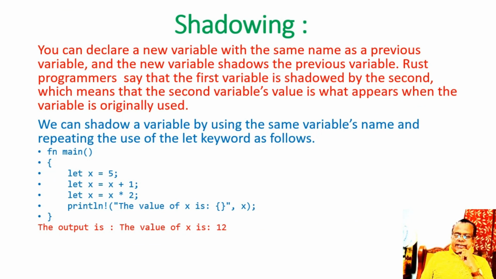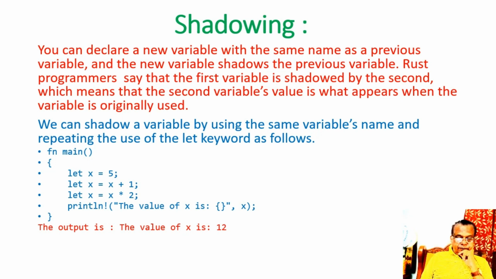Yeah, we are now discussing a concept called shadowing. Very simple it is. Look, you can declare a new variable with the same name as a previous variable, and the new variable shadows the previous variable. Rust programmers say that the first variable is shadowed by the second, which means that the second variable's value is what appears when the variable is used.